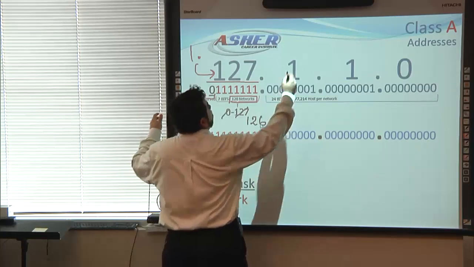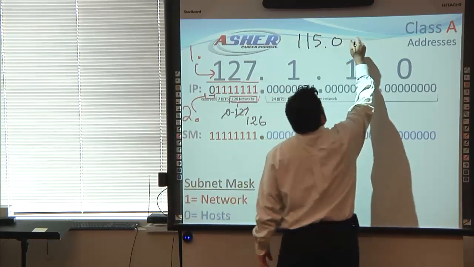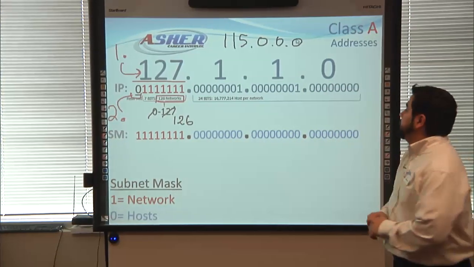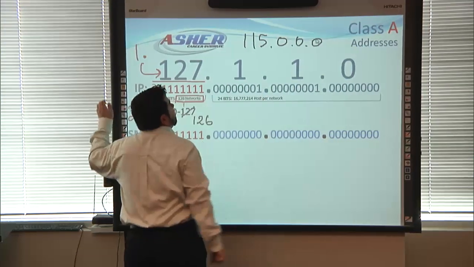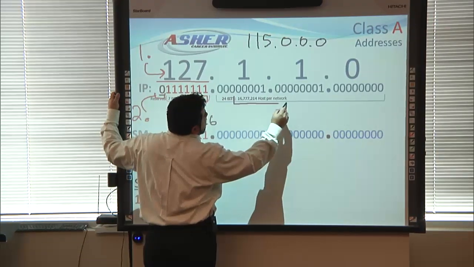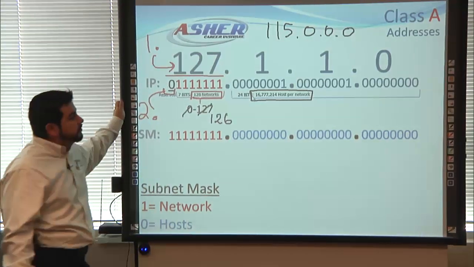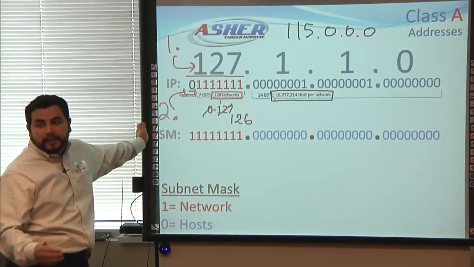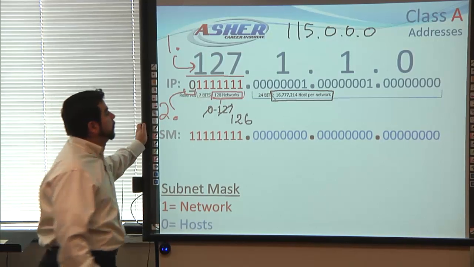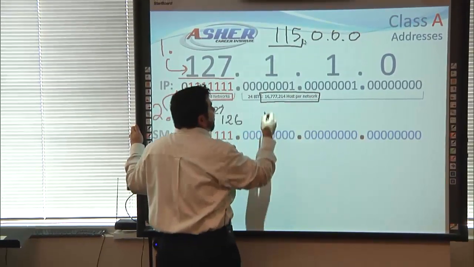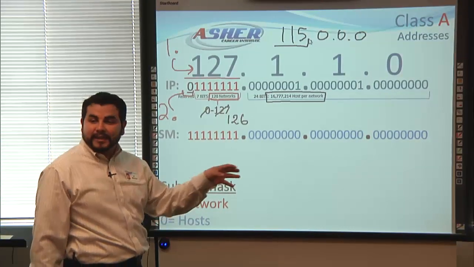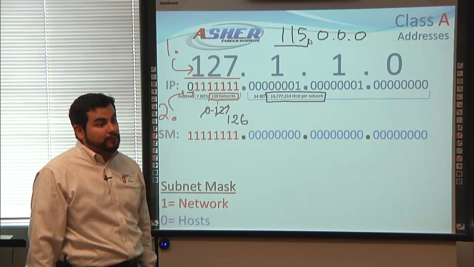115? Okay. So 115.0.0.0 is a Class A network. Each one of these networks, for instance the 115 network, would have 16,777,214 hosts in that network. What does host mean? Computers on the network. So the 115 network has 16,777,214 computers inside of that network. That's a whole lot of computers for one single network.